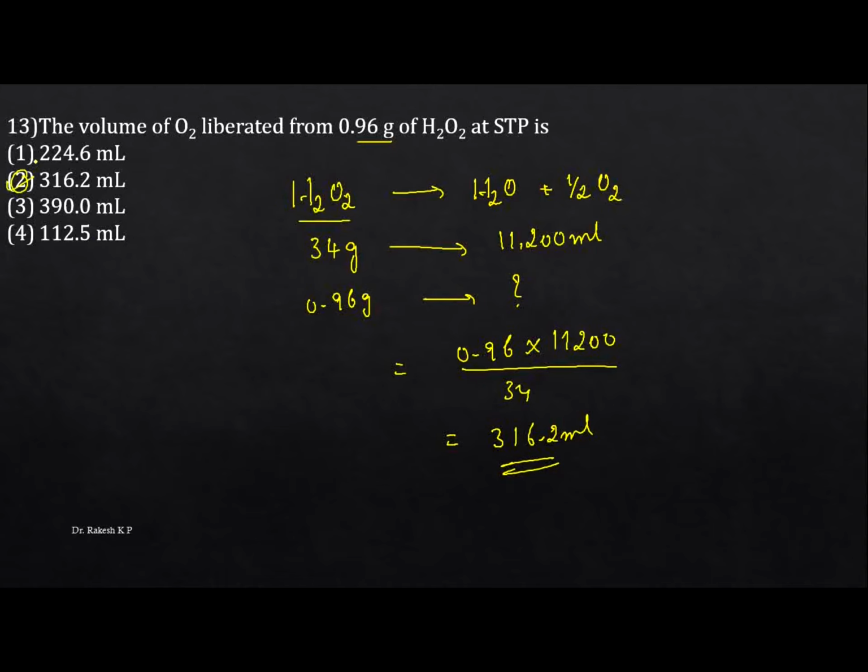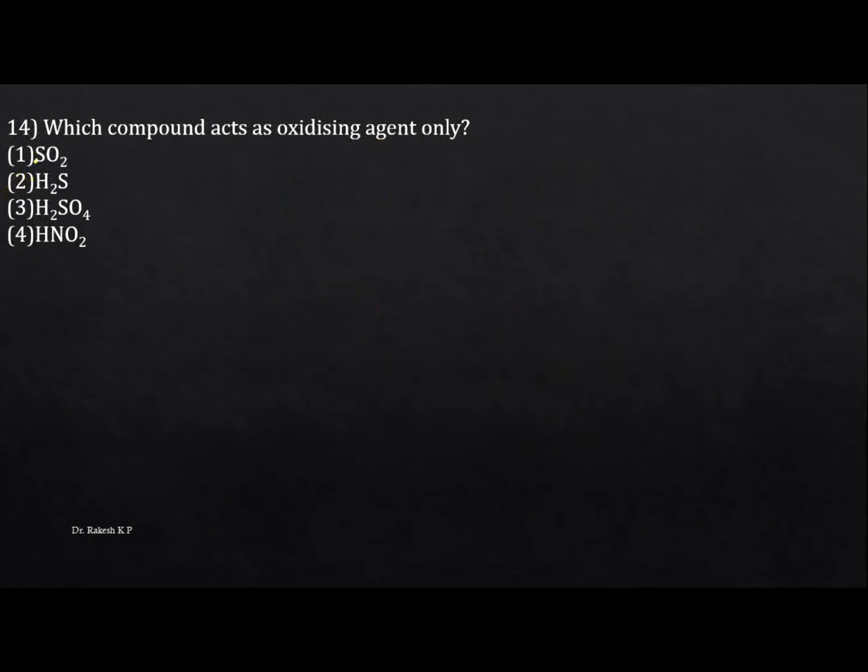Okay, so next one. Which compound acts as an oxidizing agent only? Let me take the first one here: sulfur dioxide, hydrogen sulfide, sulfuric acid, and they have also given nitrous acid. If I calculate the oxidation state, this becomes +4, here it is -2, here it becomes +6, and if you calculate the oxidation state for nitrogen, that becomes +3.